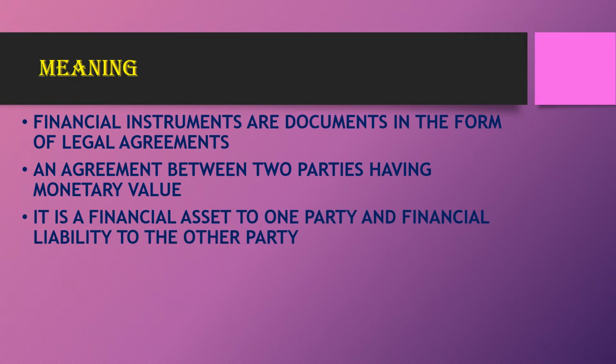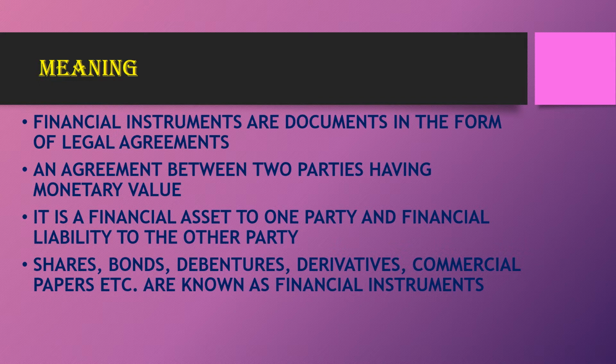It is a financial asset to one party and a financial liability to the other party. To the investor, it is a financial asset because he is investing the money in the various financial instruments. Whereas for the other party, the borrower, it becomes a financial liability because they have to repay that amount sometime. Shares, bonds, debentures, derivatives, commercial paper, etc. are known as financial instruments.